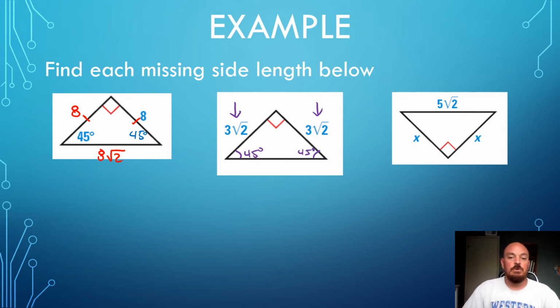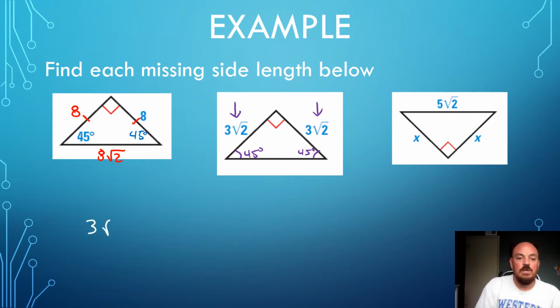So because those are both 3 radical 2, I know this is a 45-45-90 triangle. And I can say, well, all I have to do is multiply by square root of 2, and I'll get my hypotenuse. Now here's what happens when you do that. I'm going to do a little bit of work off to the side here.